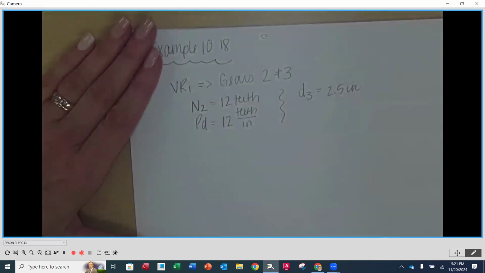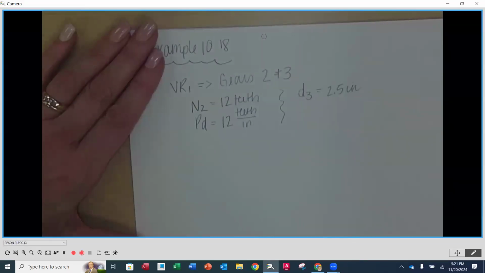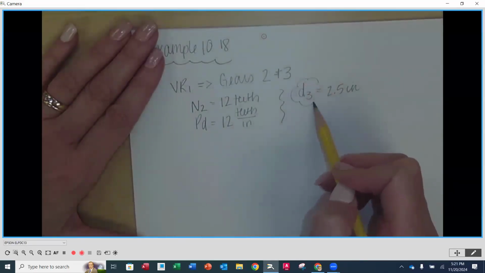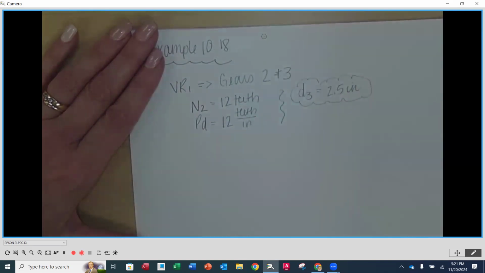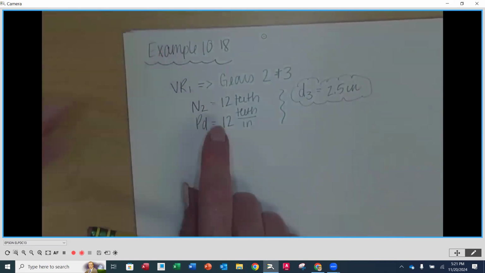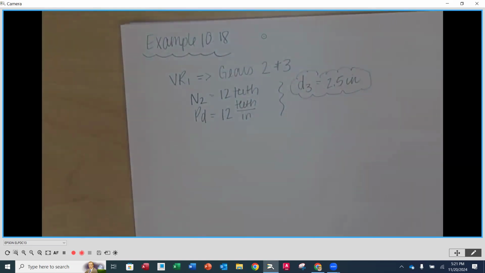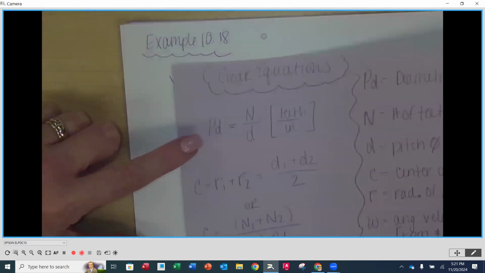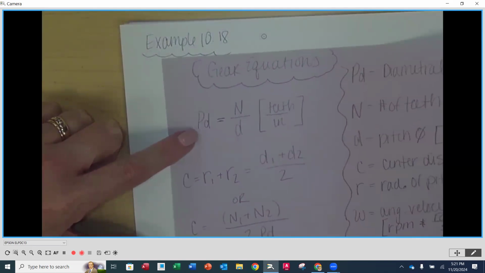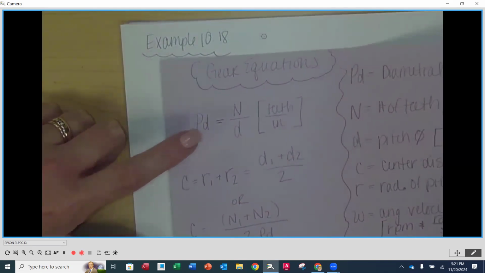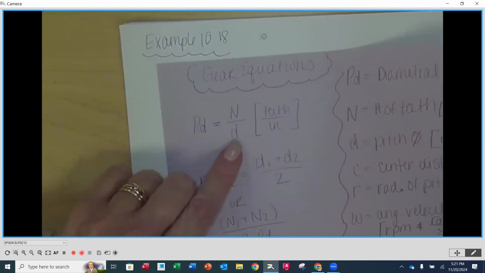Now, like I said, each one of these gears, we want to find the pitch diameter for. So we know the pitch diameter, it's given to us for 3. So we're going to be using that. But we need to figure out what the pitch diameter is for number 2. Okay. So if we look at our equation sheet right at the top, this is going to be our relationship between the number of teeth, the pitch diameter, and the diametral pitch. So we want to solve this for the pitch diameter, which is lowercase d.